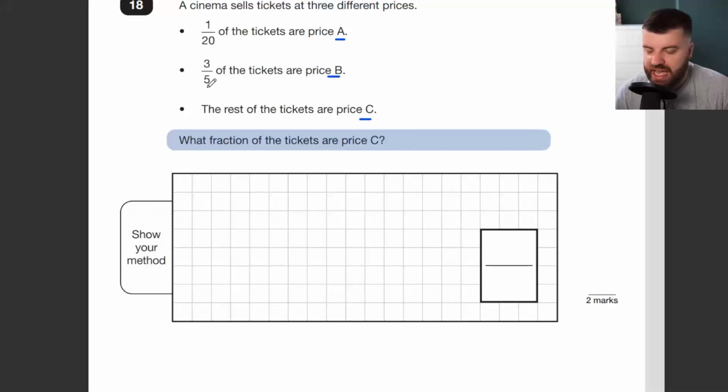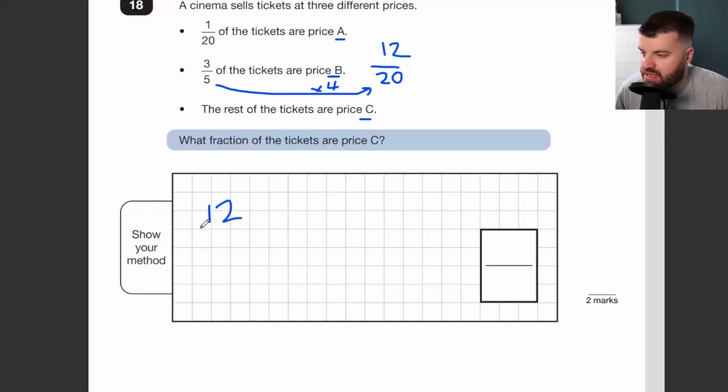This is just a case here of working with fractions with different denominators. Let's make them all 20ths. So we've got 1/20th is A. I'm going to convert B into 20ths. Now, to go from 5 to 20 here, we have to multiply by 4. Do the same to the top to make it equivalent. We get 12. So here's what we've got now.